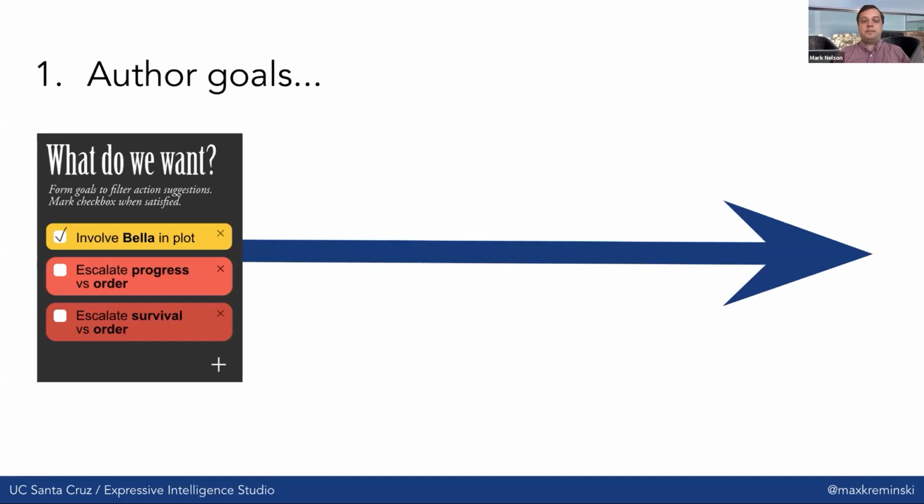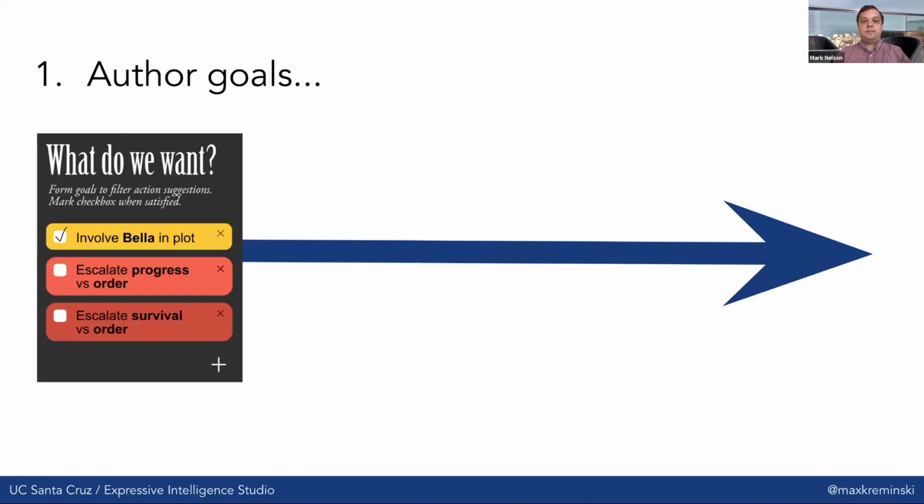So number one, these author goals here, we're going to zoom in and look at a set of author goals that have been specified here. We've got involve Bella in plot, we've got escalate progress versus order, and we've got escalate survival versus order. So these are all things that the players might reasonably want to have happen in the story that the system knows how to support in some way. In this case, involving a character and escalating tension between a couple of values, such as progress and order, that characters might hold in this story world.